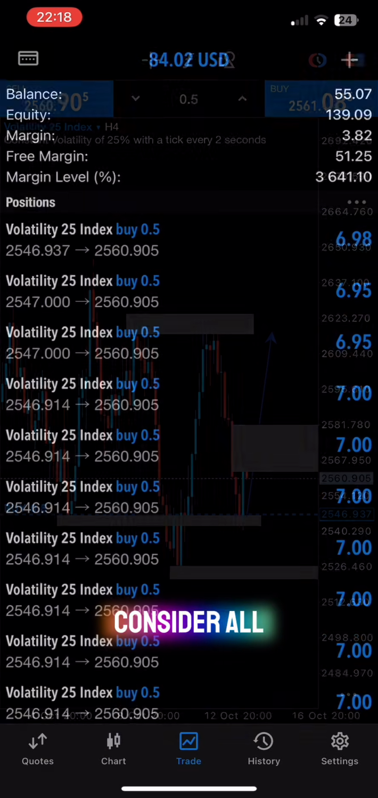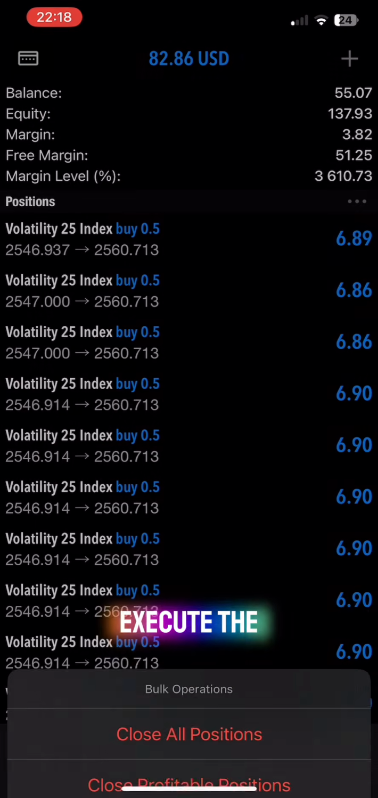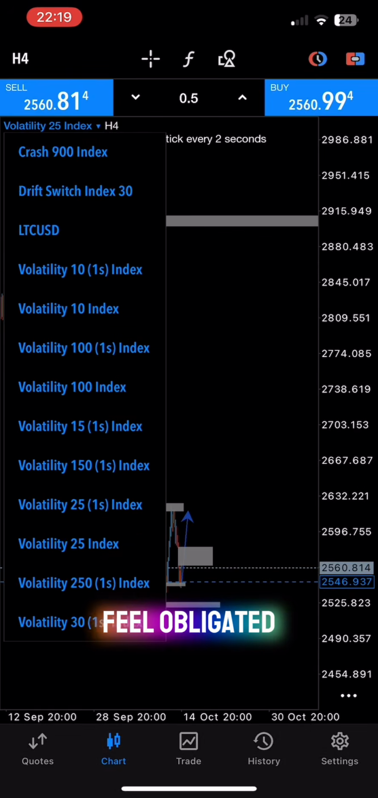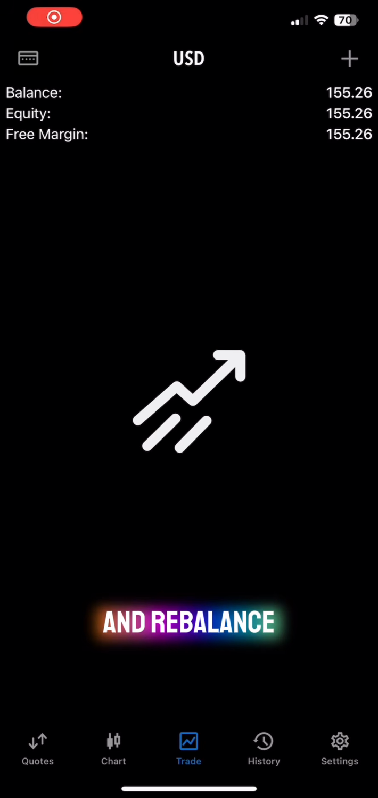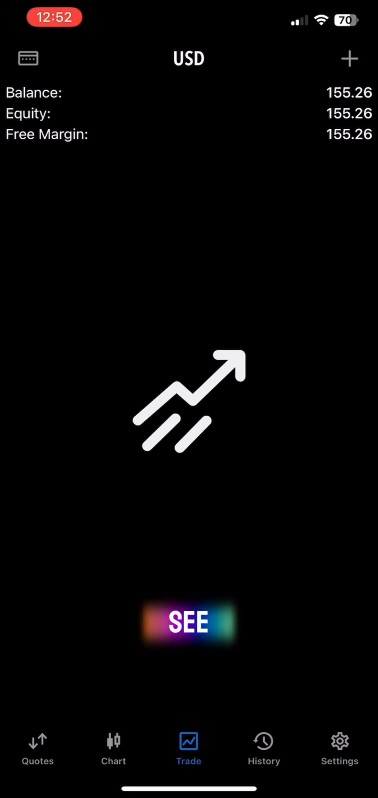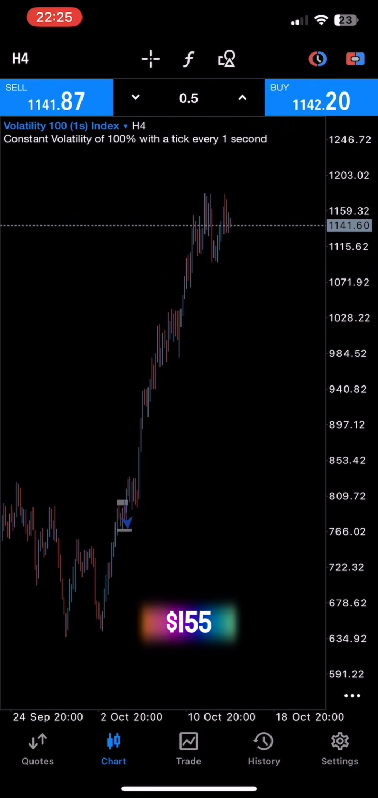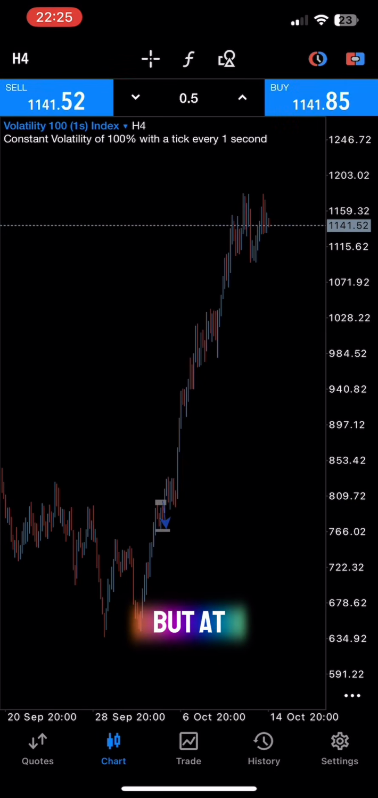This is the fair value gap effect. You need to consider all those levels before you execute the market, because they are important levels. A fair value gap is a point of imbalance that the market always feels obligated to go and rebalance. Anyway, as you can see, I've closed the market, and now we are at $155. That's not much, but at least we are going, and we are going to continue.